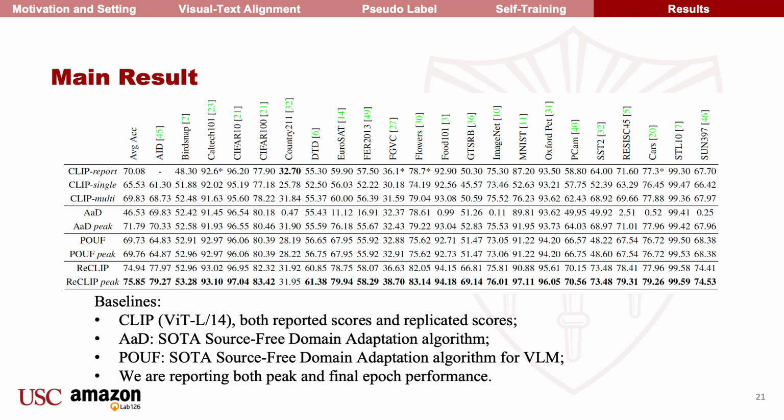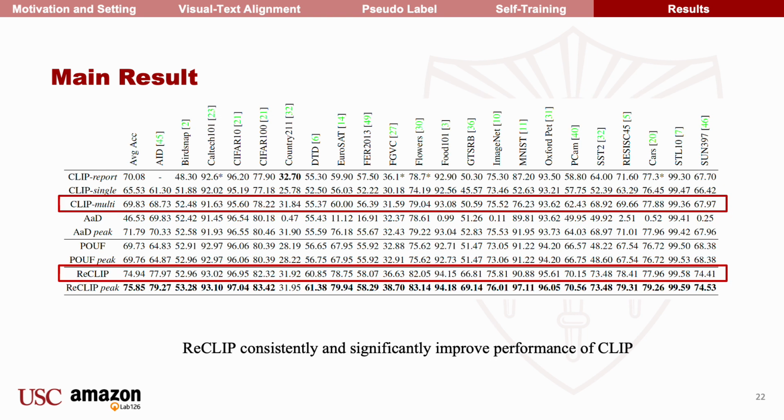To evaluate the effectiveness of ReCLIP, we compare ReCLIP with the state-of-the-art source-free adaptation methods AaD and POUF over 22 CLIP benchmarks. For all methods, we report performance from both the peak performing epoch and the final epoch. For CLIP, we report both the reported score from the paper and our reproduced scores using single template prompts, as well as the multiple template aggregated prompts used in the original CLIP evaluation. As demonstrated in the table, ReCLIP provides consistent and significant improvement over CLIP, with 5% average improvement on final epochs and 6% average improvement on peak epochs over 22 datasets.